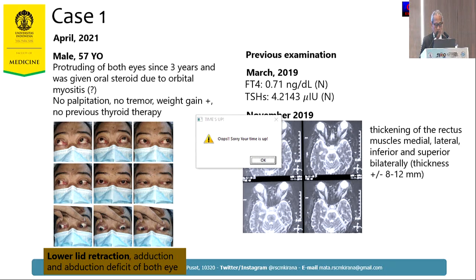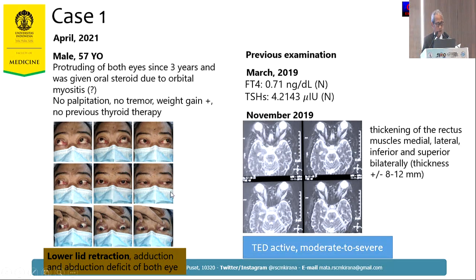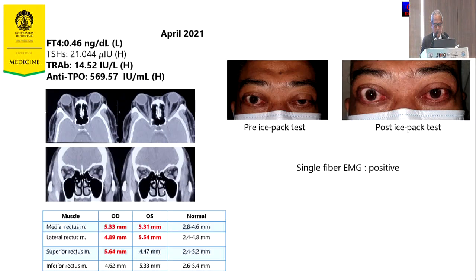He also had ptosis. He also performed the EMG examination, and the result is positive. So this patient also has ocular myasthenia gravis.